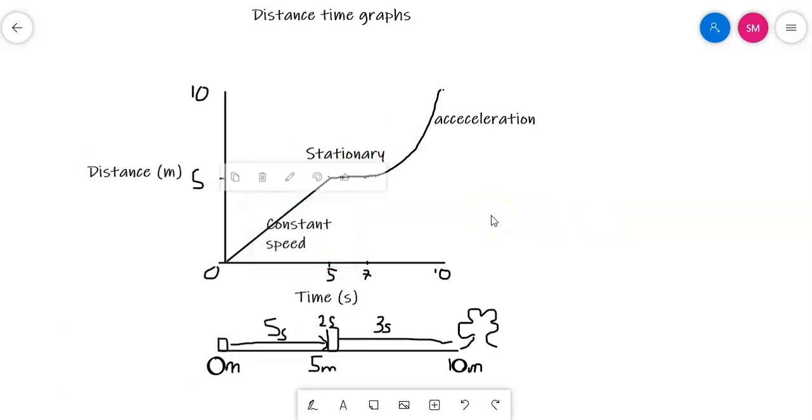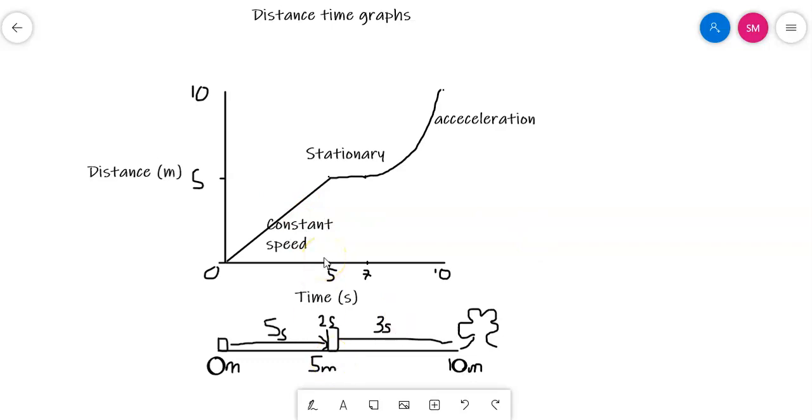Next, what we need to be able to do with distance time graphs is use the values that we're given from the y-axis and from the x-axis, and calculate the speed that an object is traveling. So we'll use this graph here. We can calculate the speed for something that's traveling at a constant speed, or something that's stationary. We cannot calculate the speed that something is traveling when it is accelerating, not with the information that we have. So we'll only be asked to calculate the speed of something that's traveling at a constant speed.